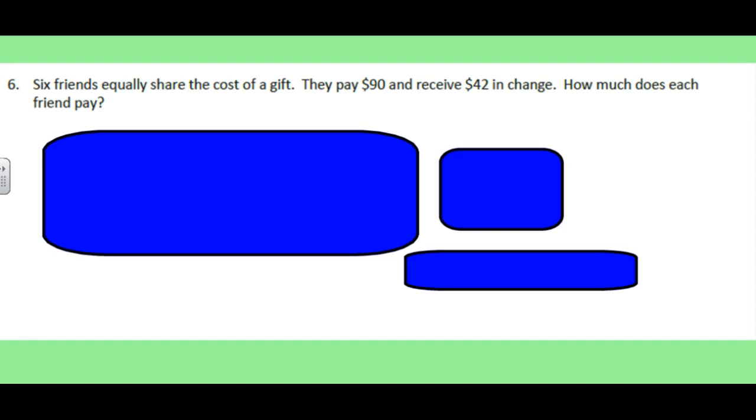Number 6 says 6 friends equally share the cost of a gift. They pay $90 and receive $42 in change. How much does each friend pay?